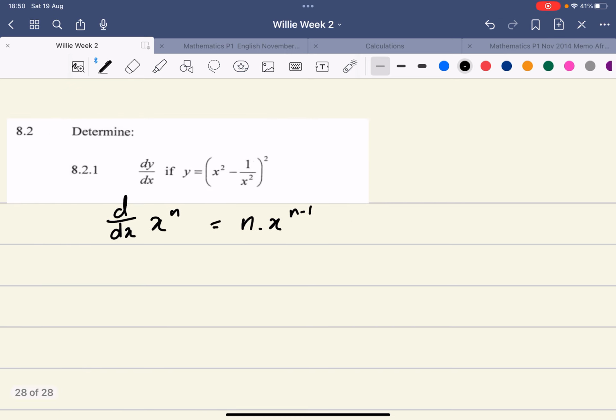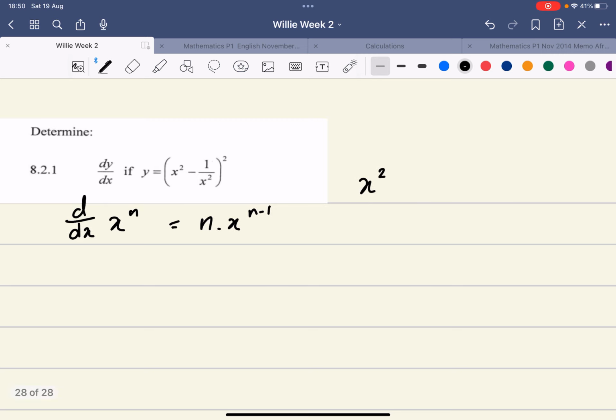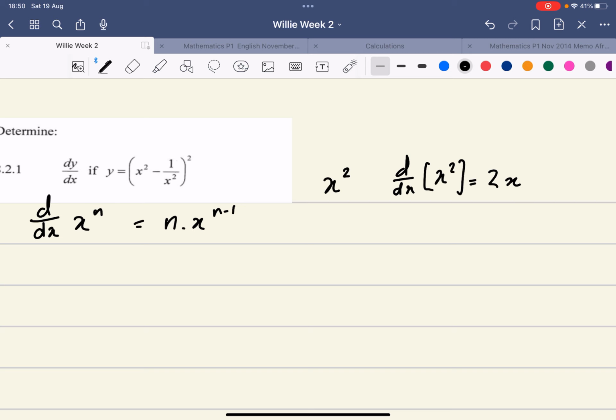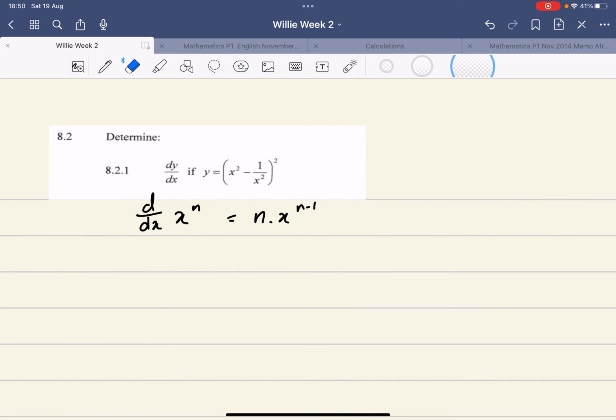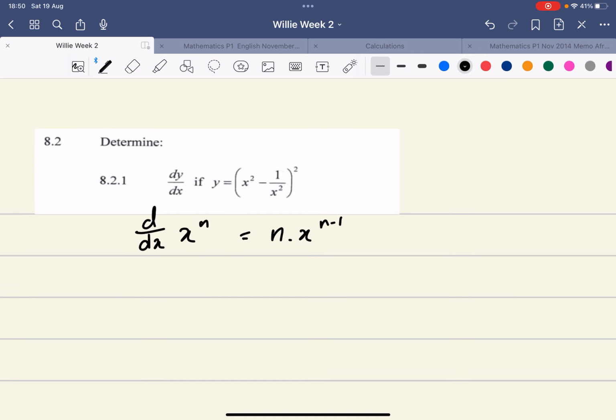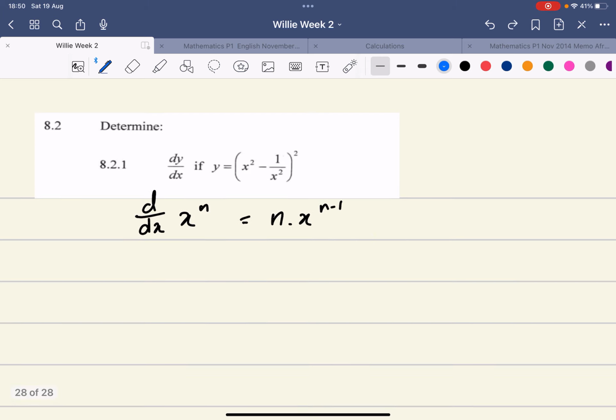So if you, for instance, have the function x squared and you want to find the derivative of x squared with respect to x, then we just have that it's 2 times x to the power 1. Okay, so this requires further work because we need to get it into a form where we can use this rule. It's not in that form right now. So we need to multiply everything out, unfortunately.